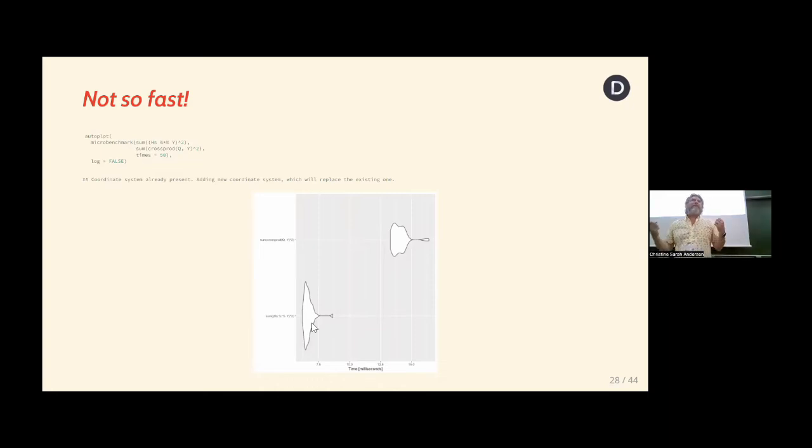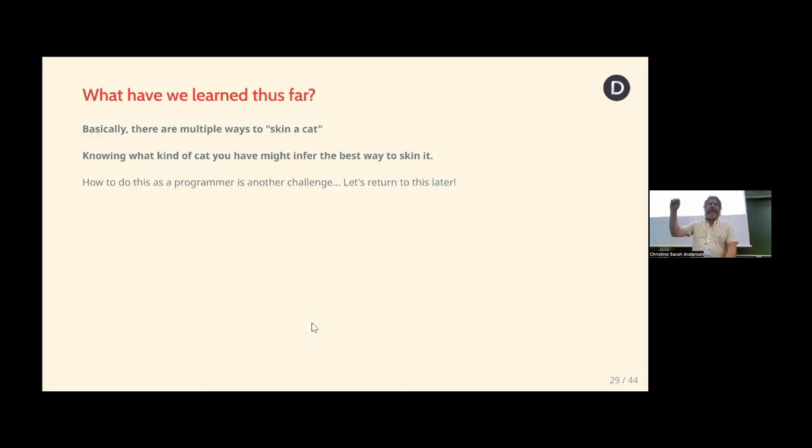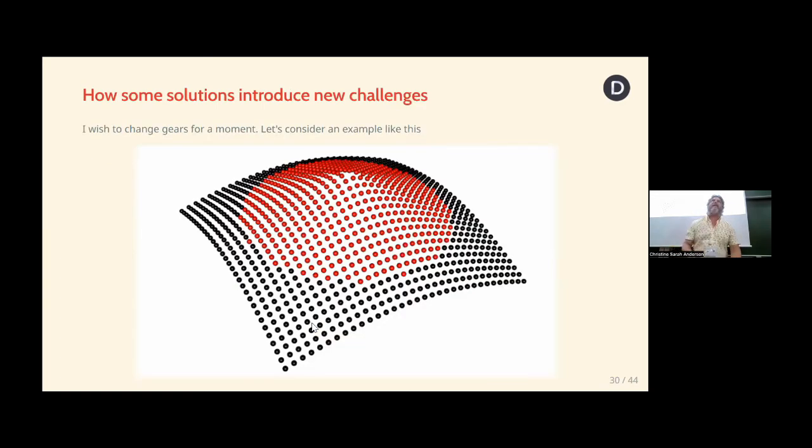So what's a programmer like me supposed to do? What do I do with this information? So what we've learned so far is there are multiple ways to skin a cat, right? For all you anatomists here, there are multiple ways to skin a cat. So knowing what kind of cat you have might be informative for the best way to skin it. But if I'm making the software you're going to use, I don't know what kind of cat you're skinning. Maybe different people are going to have different experiences. So this is a challenge that I'm going to return to a little bit later, but what I want to do now is amp up our examples.